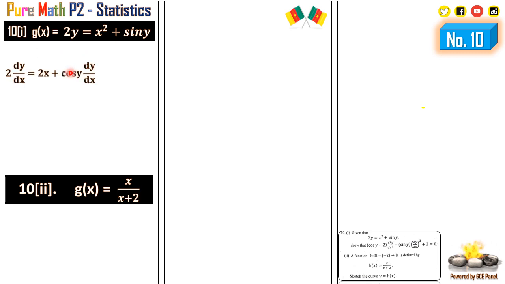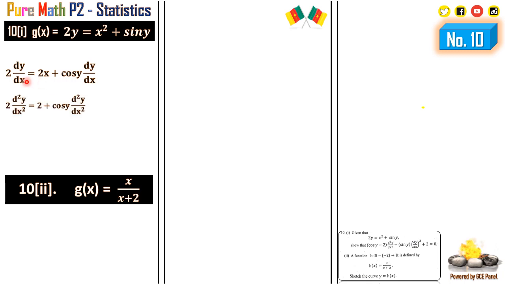We first of all differentiate. So when we differentiate 2y, we are going to have 2 dy dx, which is equal to, we differentiate x squared, we have 2x plus, we now differentiate sine y. When you differentiate sine y, you have cos y, but since it is a function of y, we now add dy dx. So this is the first derivative. According to this question, we are supposed to end at d squared y dx squared. So we are going to differentiate again.